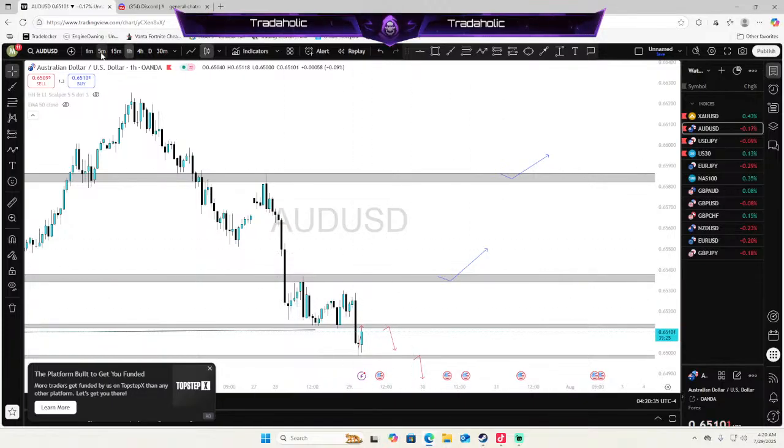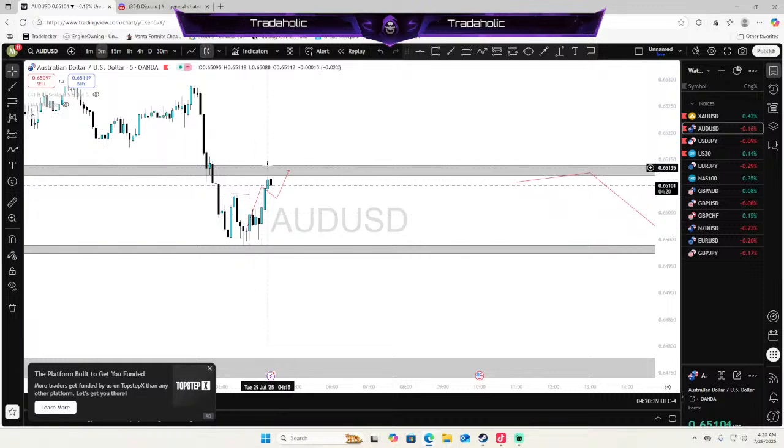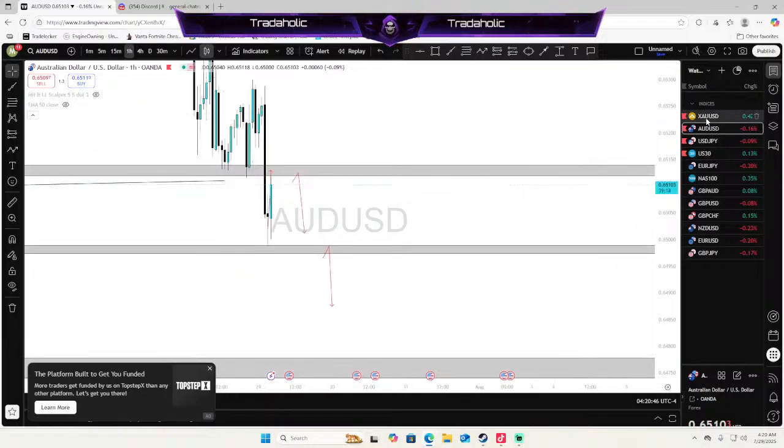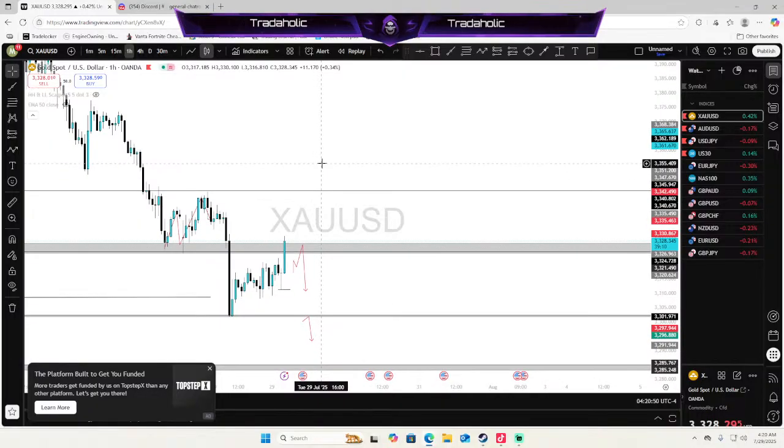Same thing with AU. AU was tapping into my level too. So AU looks good as well. We tapped into this level right over here. We took out this high. I just need a higher low to form on the 5-minute chart. Once we see a higher low form that's confirmed, I will be setting a sell stop. So I use buy stops and sell stops, to be honest.